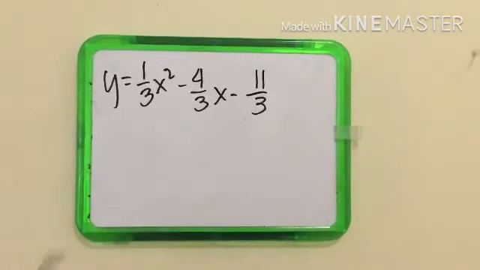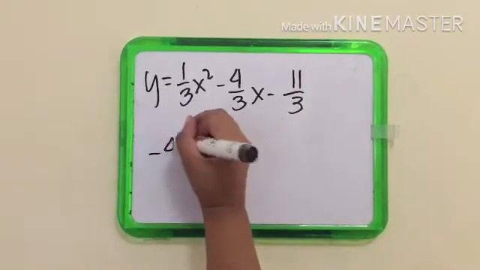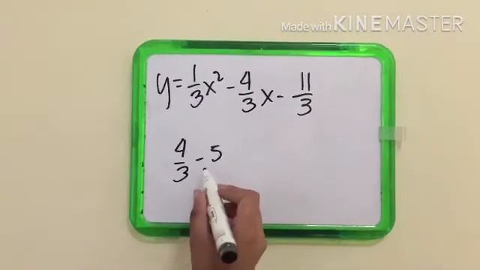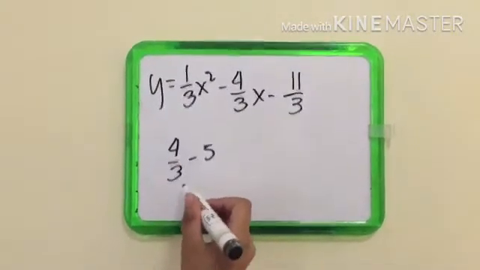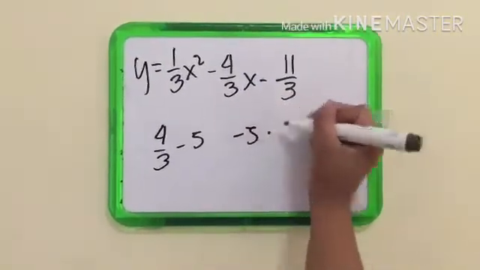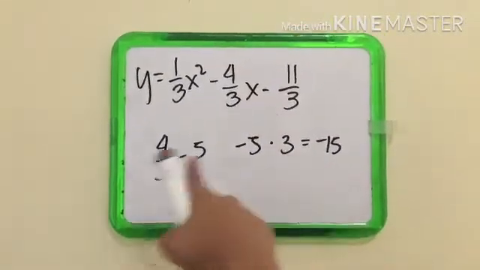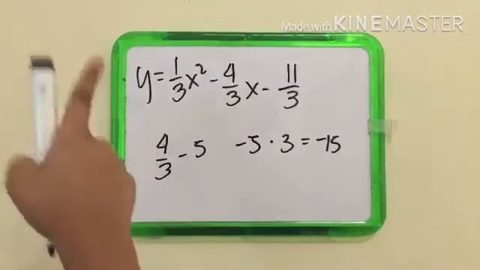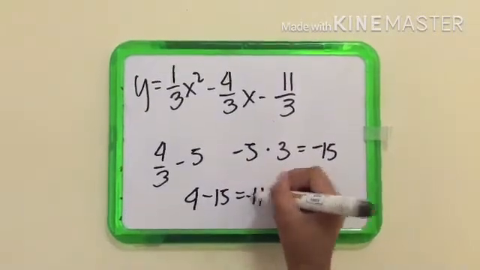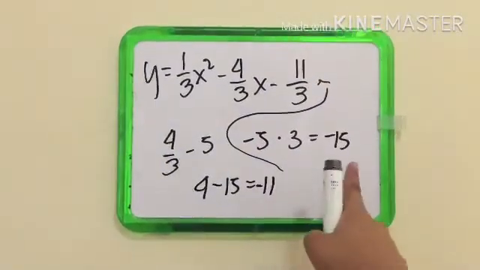Before we had our answer, we had positive 4/3 minus 5. We multiply the negative 5 by the denominator, which is 3. So we have negative 5 times 3, which is negative 15. And we add it to the numerator, which is 4. So we have 4 minus 15, which equals negative 11. That's why we get negative 11 over 3.